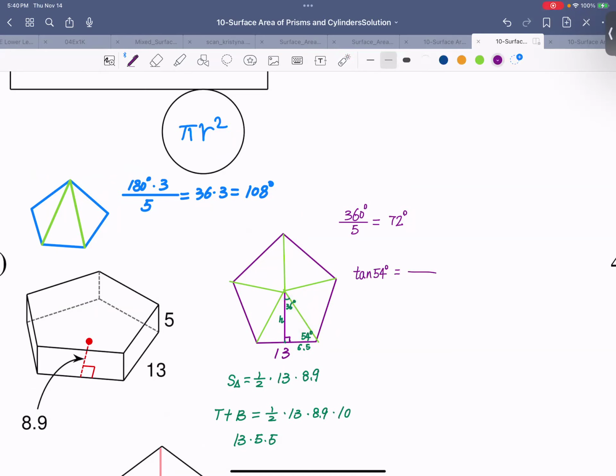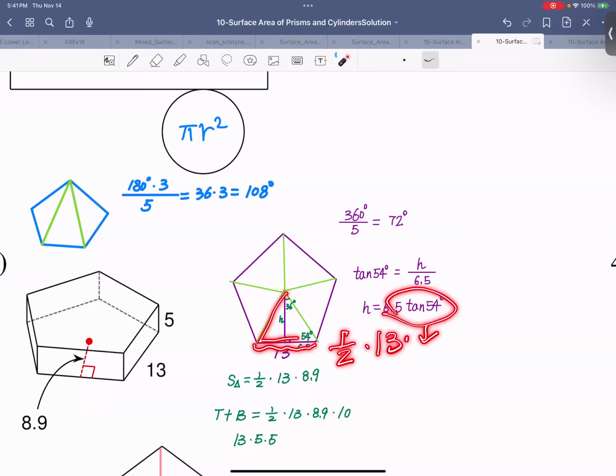It is equal to the opposite, so H over 6.5. Good. So our H equals 6.5 times tangent 54 degrees. So far, so good. And then you will calculate this area. How do you calculate this triangle area? Your base is 13. So you do 1/2 times base times its height to get this triangle area, right?